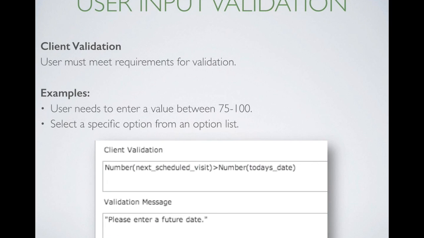Following that is our client validation. So one example here is that the user needs to enter a value between 75 and 100. Another is that they need to select a specific option from an option list. And for this example, as you can see, they need to select a date, a future date, rather than today's date.